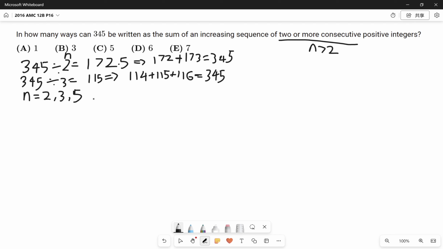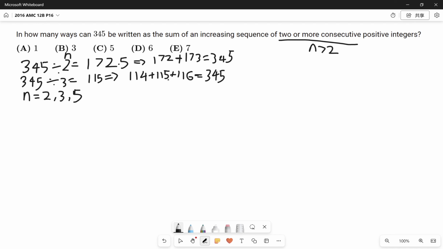So what's the key here though? The key here is that n has to be either a divisor of 345 or 2 times a divisor of 345. Why is this? Firstly, if n is a divisor of 345, then 345 divided by n is an integer. If this is an integer, you can expand the sequence from this integer. For example, 115 is the average of your sequence, and you want 3 terms in your sequence. Well, that's simple. Just expand it.